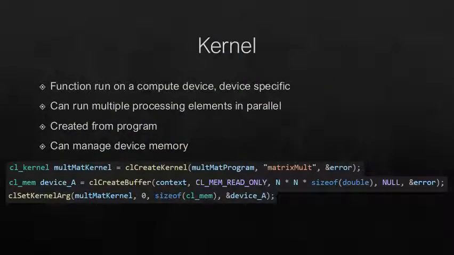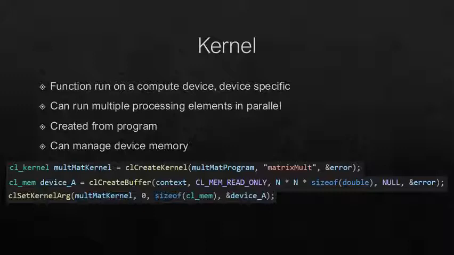The kernel refers to the function run on a compute device and is capable of running multiple processing elements contained on the device concurrently. Kernels are created from programs before being allocated to the device and have the ability to manage device memory. The kernel creation involves calling the program object created previously and using the second argument to specify what function will be run on this kernel. As the example program only had one function, it will be allocated to this kernel as specified in the command.